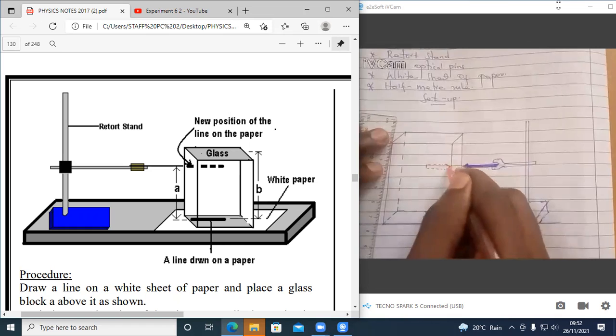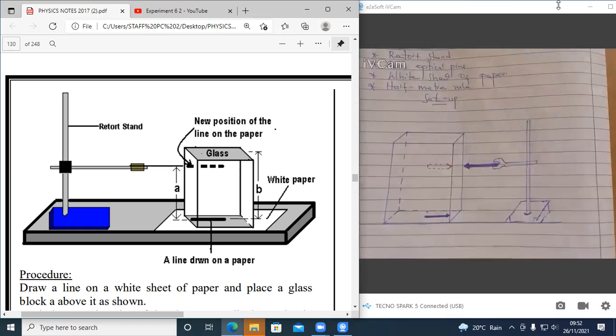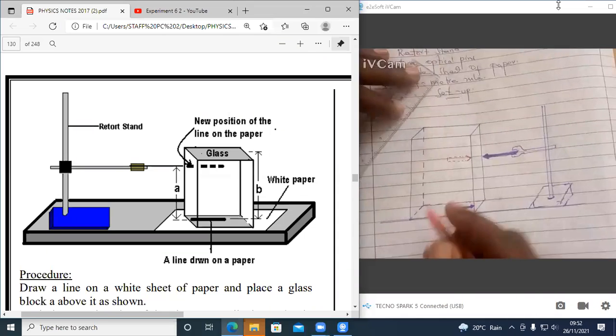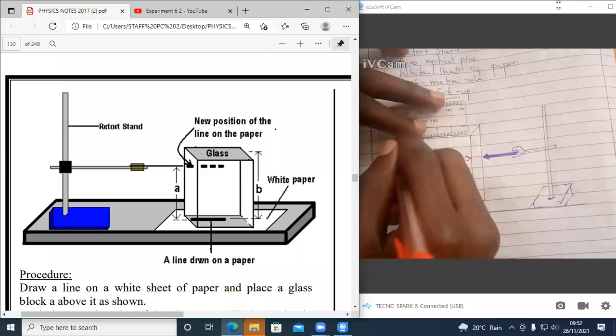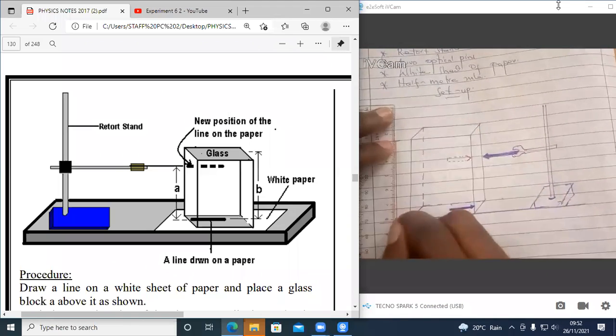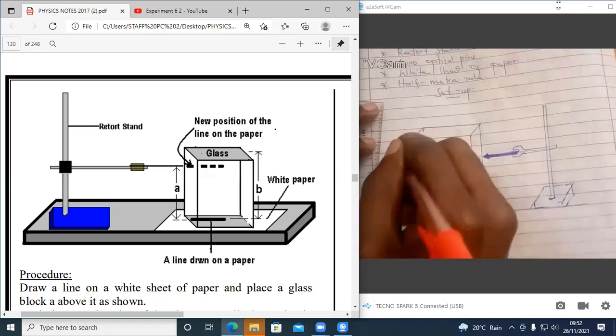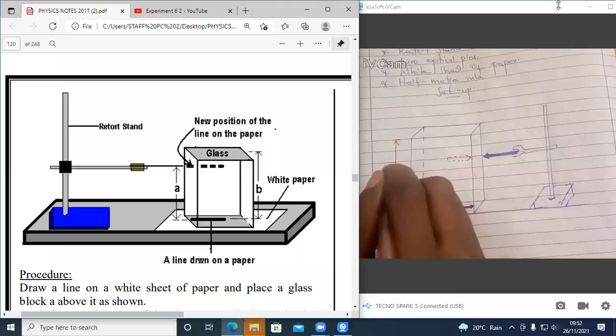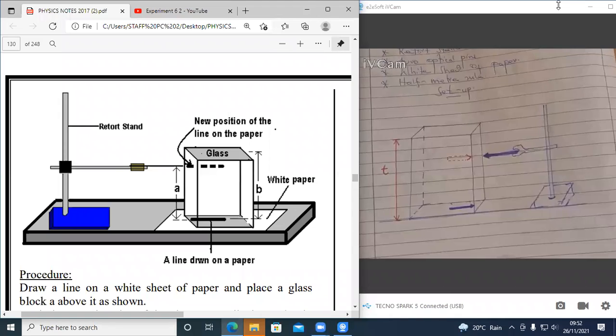So the pin will appear to be like that. Okay? So this is what we are interested in. Now the height of the glass block, this height here, or the thickness, sometimes we call it the thickness of the glass block. I can call it T. I can make it capital T to represent the thickness of the glass block.